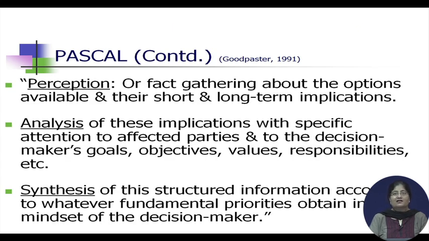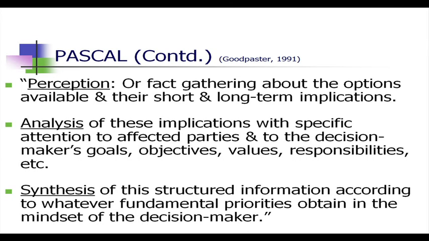Perception, or fact gathering about the options available and their short and long term implications. So, when we talk about decision making, we first need to find out what we have. We need to find out what we can work with. So, we identify the choices, the options available to us, and we try to find out the long and short term implications of these options. So, perception is about fact gathering.